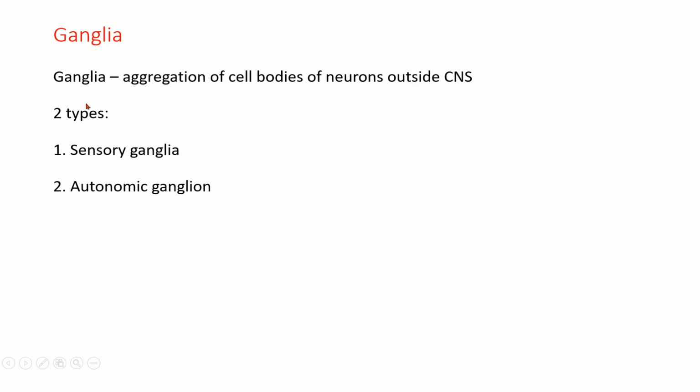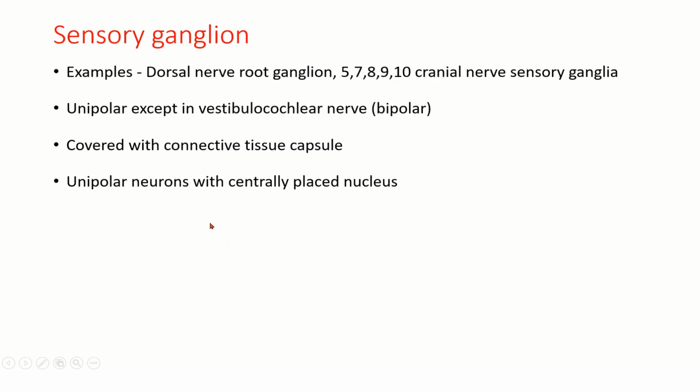Then ganglia. Aggregation of the cell bodies of neurons outside central nervous system are called ganglia. Same thing, if these are aggregated within the central nervous system, we call them nuclei. Basically two types, sensory ganglia and autonomic ganglia. So autonomic ganglia, there will be sympathetic ganglia and parasympathetic ganglia. So let us deal with the sensory ganglia.